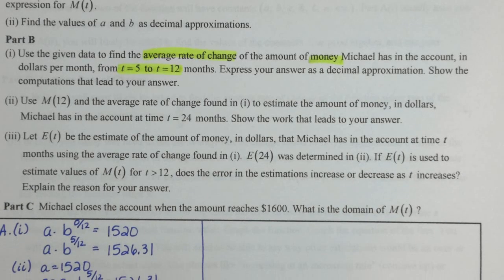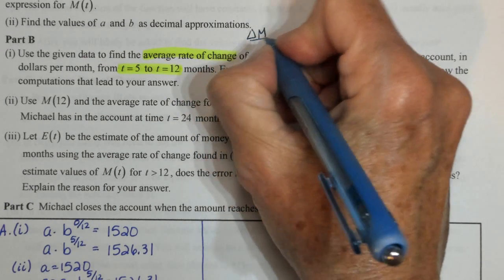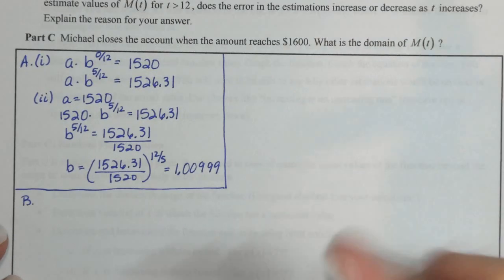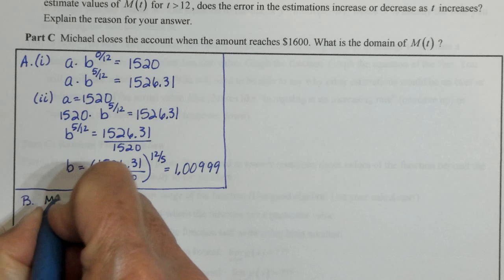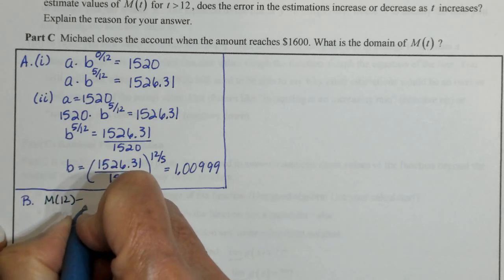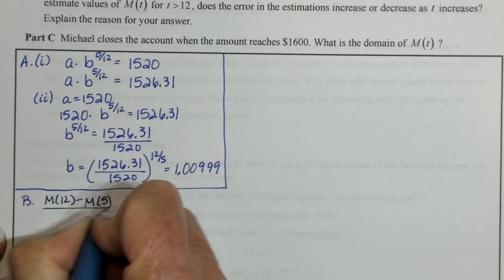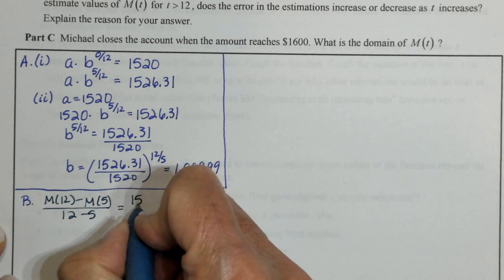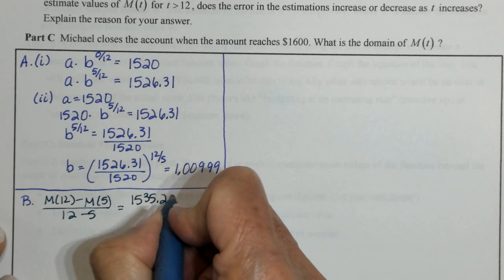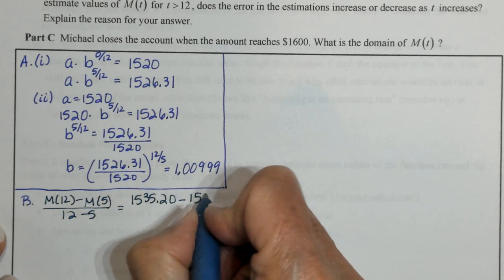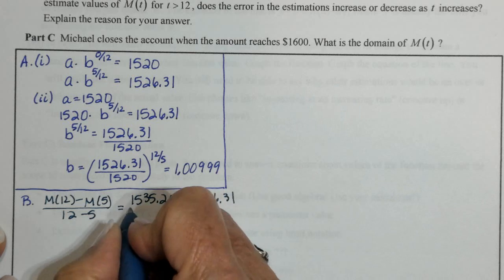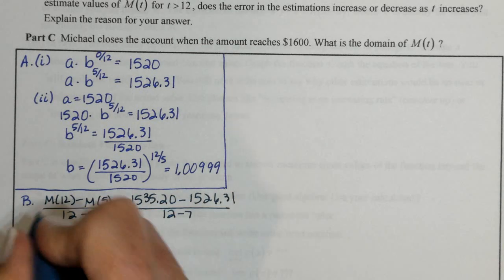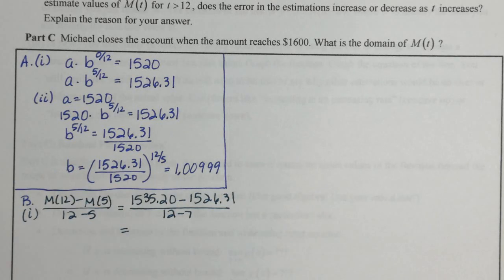Average rate of change, delta M over delta T, yeah? From 5 to 12. So M at 12 minus M at 5 over 12 minus 5. M of 12 was 1535.2. M of 5 is 1526.31. This is part 1 of part B.